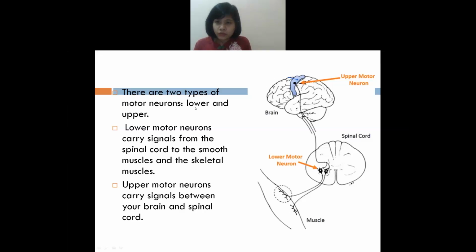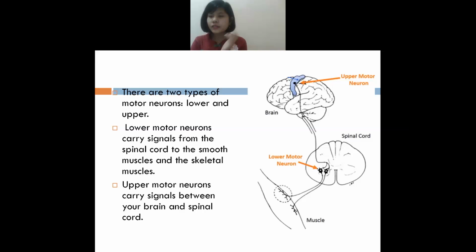So you have got two types of motor neurons. First is lower and upper neurons. Okay, so lower motor neurons, what do they do? These lower motor neurons, they used to send signal from the spinal cord to where? To the smooth muscle and the skeletal muscle.